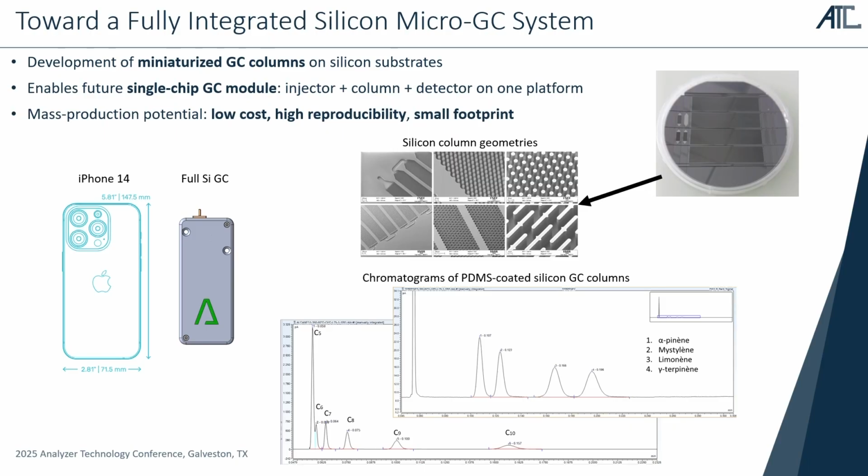The highlight is that it's the last step necessary for complete miniaturization, because once you take together a silicon injector, a silicon column, and a silicon detector, you are ready to have a true GC on chip. And this is what is shown on the left here. This concept here of the full silicon GC, which is smaller than a smartphone. So this is a good perspective for us, and we are excited about the future of this.